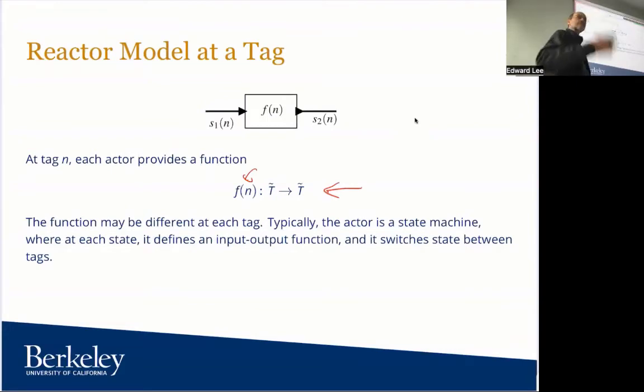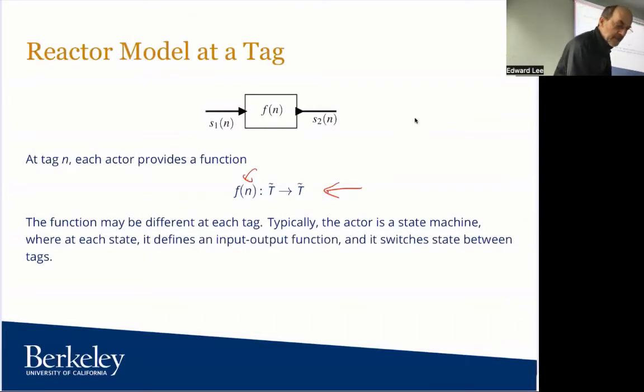Right? Can you give me a circumstance in which, at a tag, the input could be unknown and the output would be known? Yeah, if you're at some limit of the sensor. Yeah, that could be one scenario.